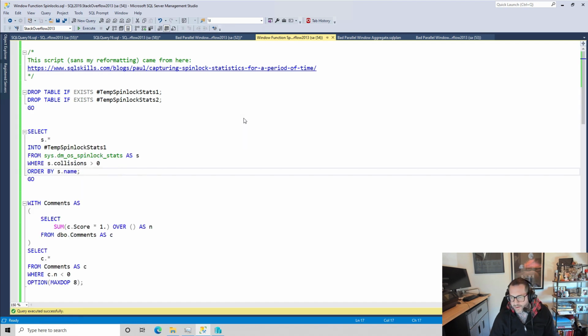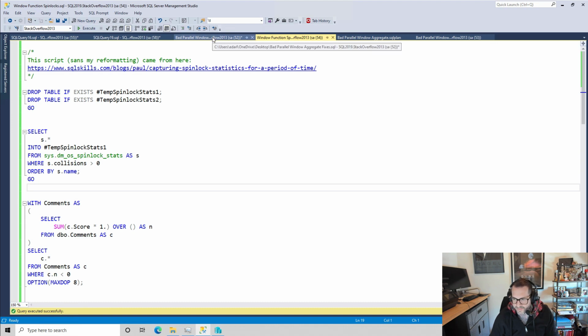Now, of course, I don't claim to know much about spin locks, and I went to look up what this spin lock meant. It said it was for internal use only, so I assume that I am never going to know what that means. And I even had to go and steal the script from the lovely and talented Paul Randal. I will link to this in the YouTube notes. But there it is. If you want to capture spinlock statistics for a period of time, aside from some mild reformatting that I did on things, this is the before and after of spinlocks on my system when this thing runs at DOP 8.